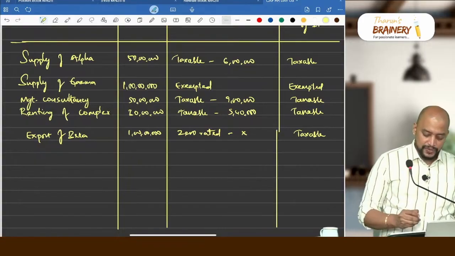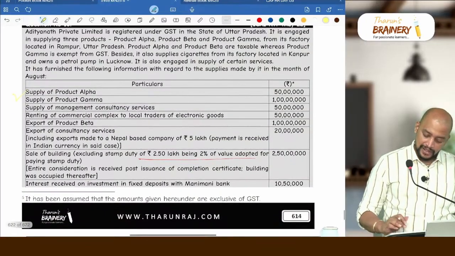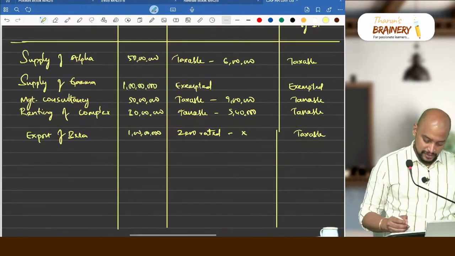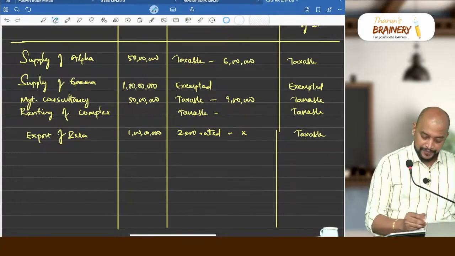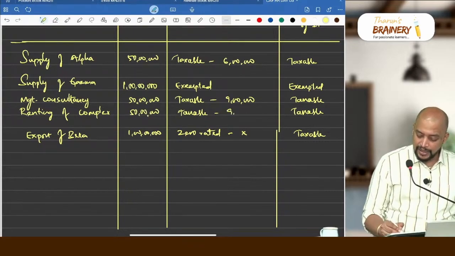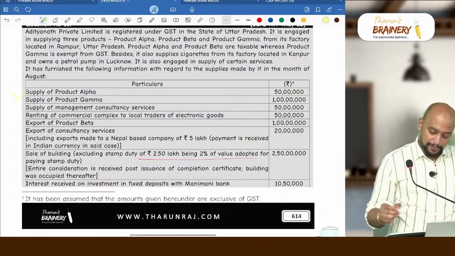Next one, renting is 50 lakhs only. Okay, I took 30 lakhs, sorry. Renting is 50 lakhs, then it will be taxable, so 9 lakhs will be taken. Then next one, can you help me?